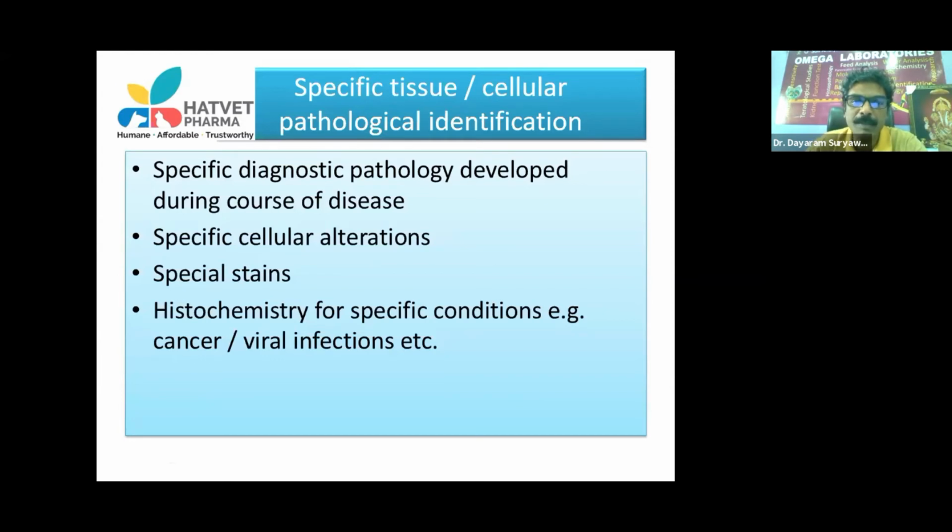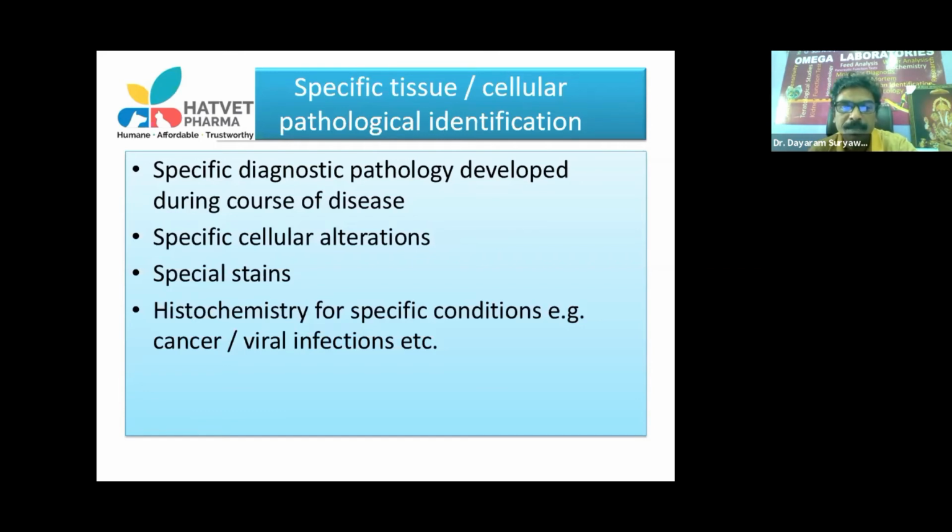The specific diagnostic pathology develops during the course of disease. So what do we have to observe in this case? As we know, canine distemper produces inclusion bodies in various parts of the body, in the various germ layer cells, maybe the endoderm, mesoderm, or ectoderm. So here canine distemper can be identified. Then there are specific cellular alterations, the changes that can be observed during the course of that particular disease.